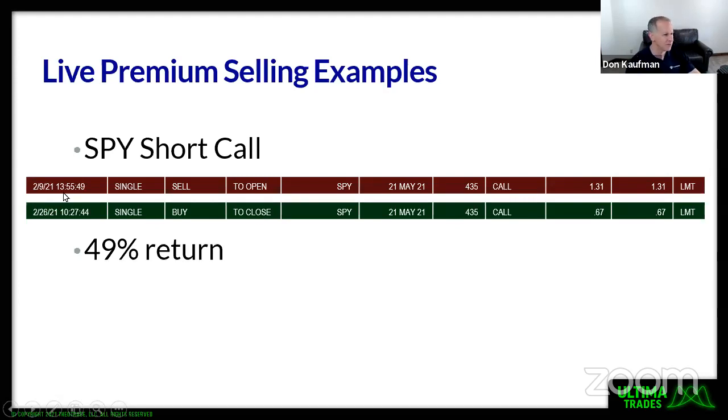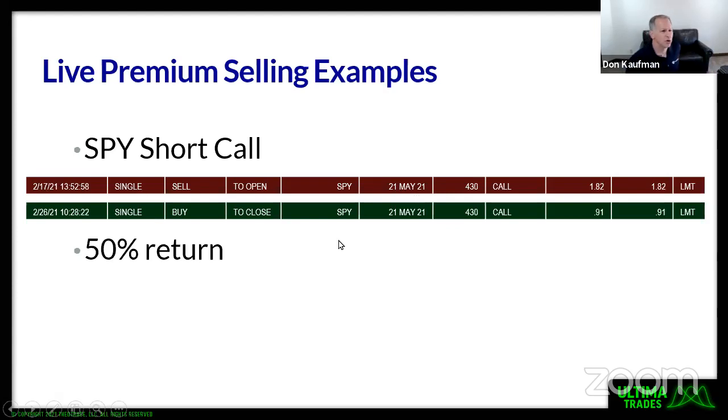Now we're having fun. By the way, look, this is in February. I opened the trade and I sold the 435 calls. Just closed those late February. Okay, 435 calls for a 49% return. So again, you can see the time frames. This is the May expiration. So I'm on 90, 100 days out.